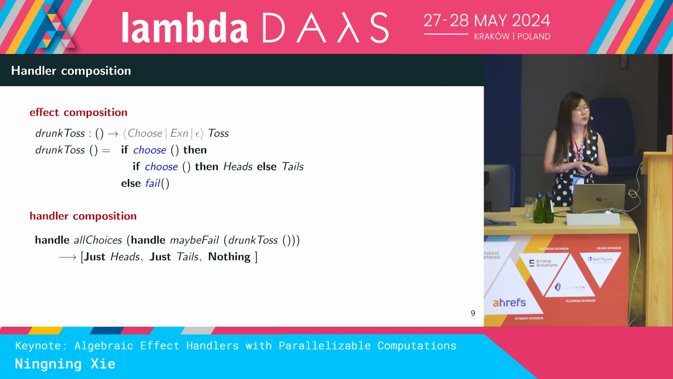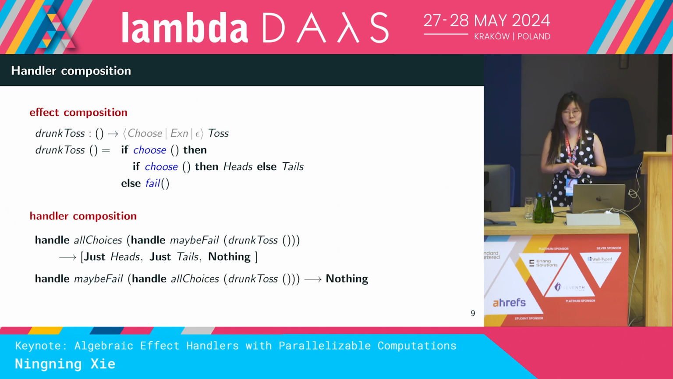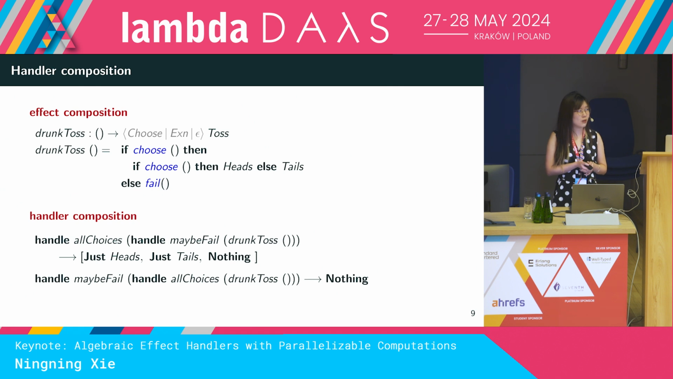And more interestingly, with algebraic effects and handlers, we can actually swap the order in which we apply the handlers. So instead of first handling the operation with maybe fail and then all choices, we can also handle the program with first all choices and then maybe fail. And in this case, we will turn the computation result into a maybe of a list. And in this case, we just get nothing because as long as a fail operation is performed from this program, this maybe fail handler will turn the whole computation result into nothing. But this example shows that we can compose effect handlers in a more modular way, and especially when we perform an operation from a program, we do not need to specify the order in which these handlers are going to be applied. Instead, we can decide it later when we actually handle the program with handlers.